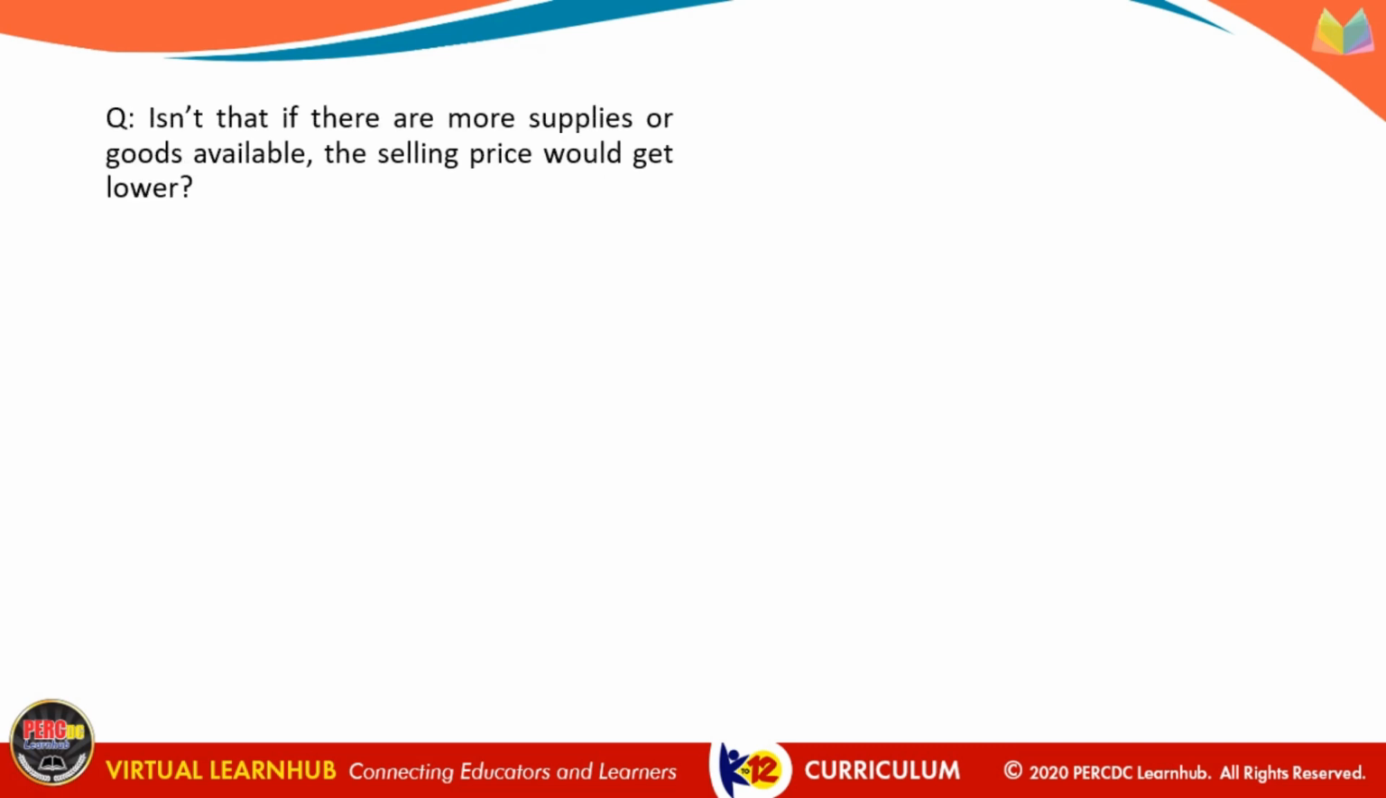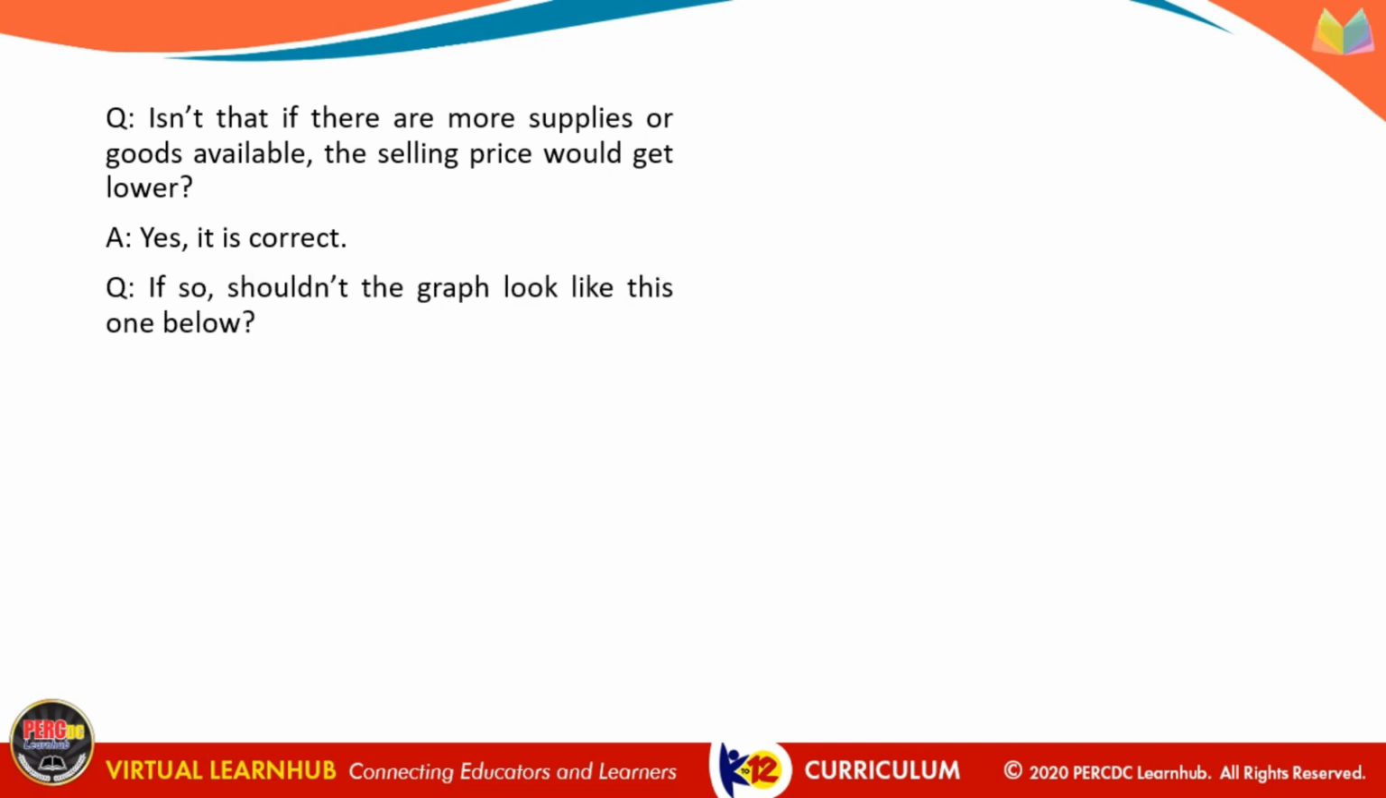Before I continue with our definition of terms, let me just clarify some things about our supply curve because you might be asking these same questions and it will be better if we can address them as early as now. Alright? Question: isn't it that if there are more supplies or goods available, the selling price would get lower? The answer is yes, it is correct. The selling price would get lower if there are more supplies or goods available.